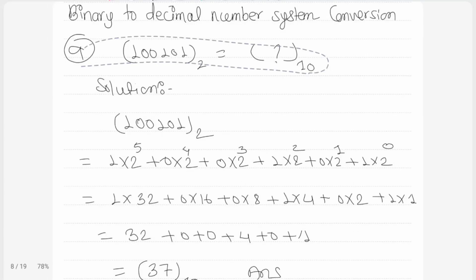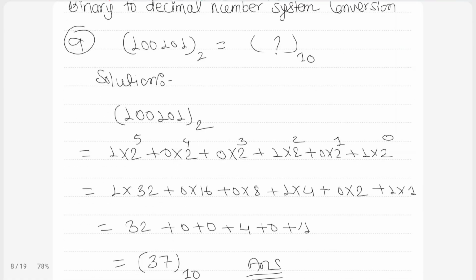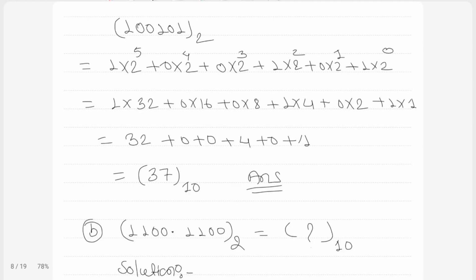Example, that is our example. When we have a binary number to convert into decimal, we multiply by 2 and raise the power from right to left. So 0, 1, 2, 3, 4, 5. All of these are multiplied to get the answer.